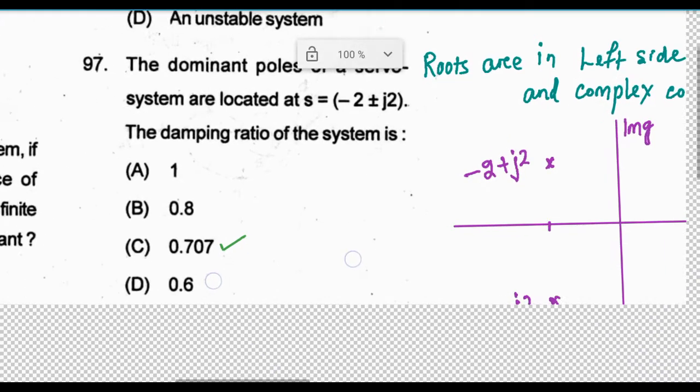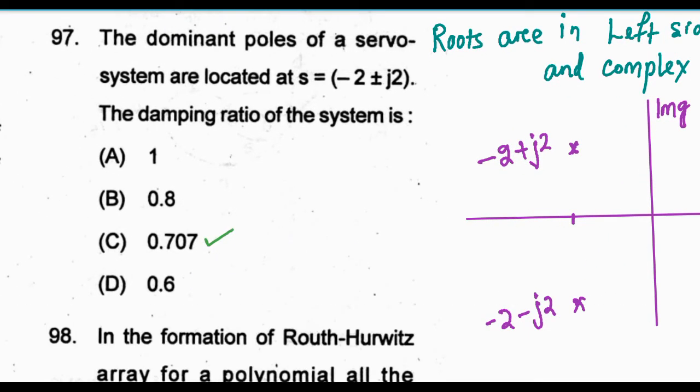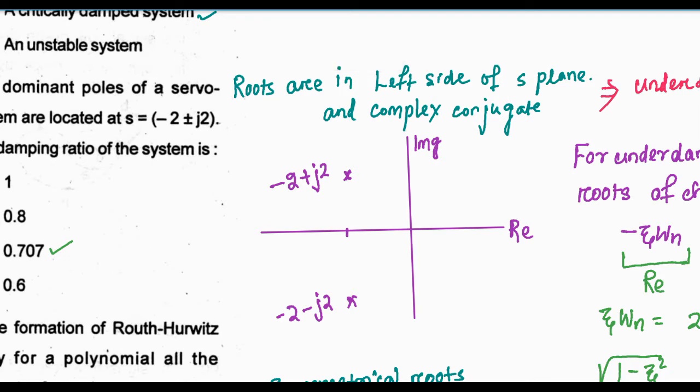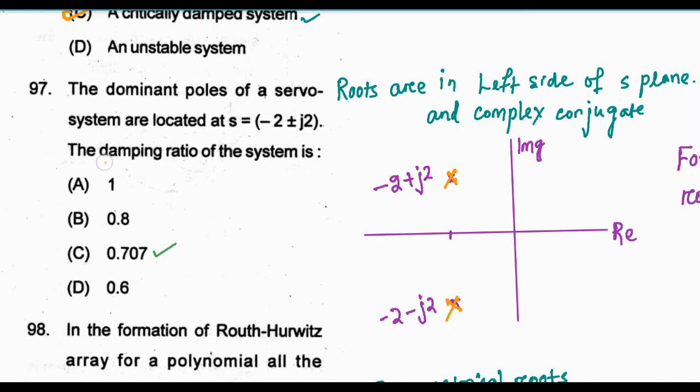Next question is, the dominant poles of a servo system are located at s is equal to -2 plus minus j2. The damping ratio of the system is. So what is the damping ratio if the dominant poles are located at -2 plus minus j2? So here is the plot, and what are the poles? Here is one pole, dominant pole, and another is here, -2 plus j2, -2 minus j2. So what is it asking for? This is asking for the damping ratio of the system, that means zeta. What is the zeta value?